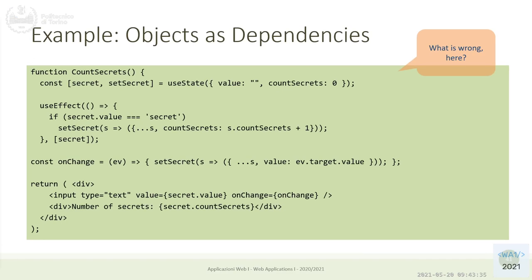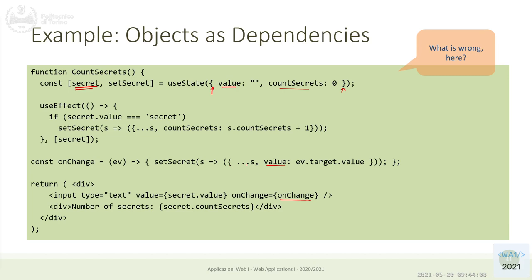We have again an input value where we are entering some secret value. Okay, and we have an onChange that basically updates the state. Okay, this is a very complex syntax. Why are we using this complex syntax? Because the state, the secret state variable, is in fact an object, and this object has two properties, value and count.